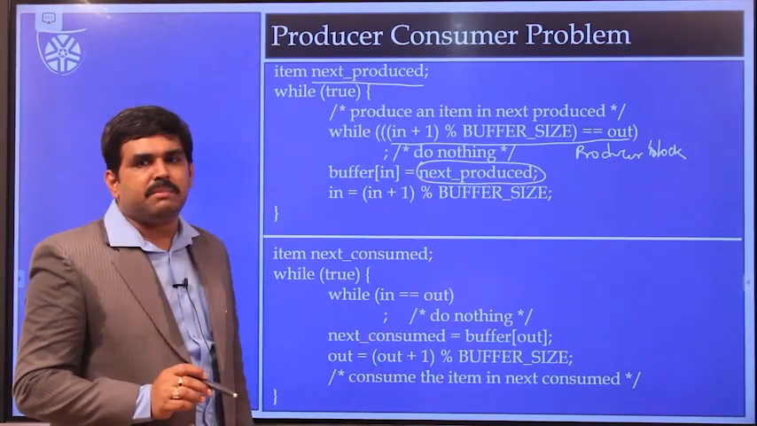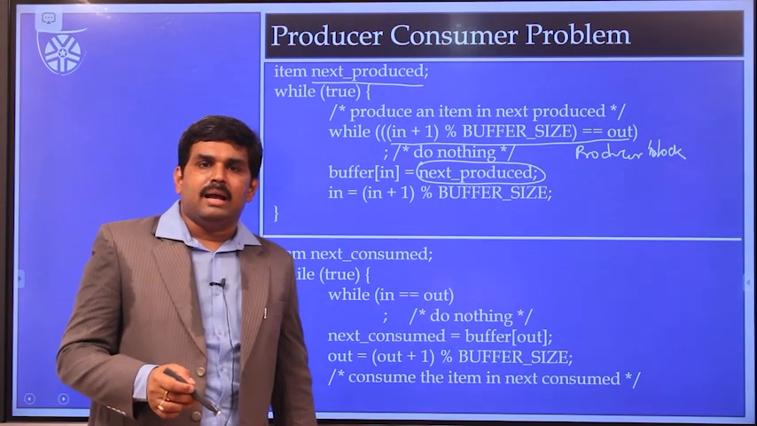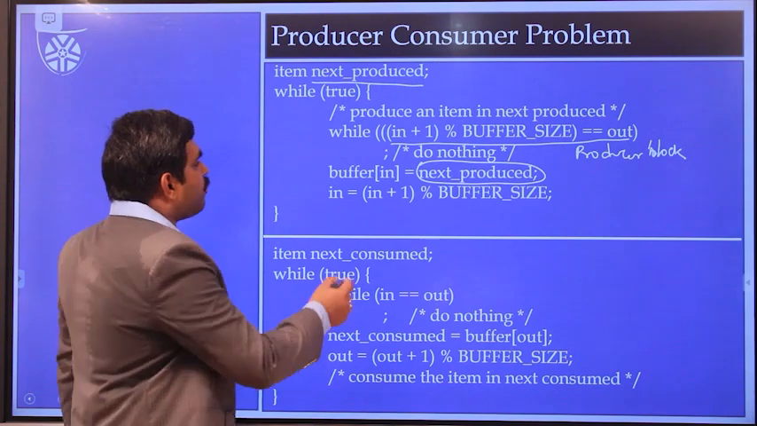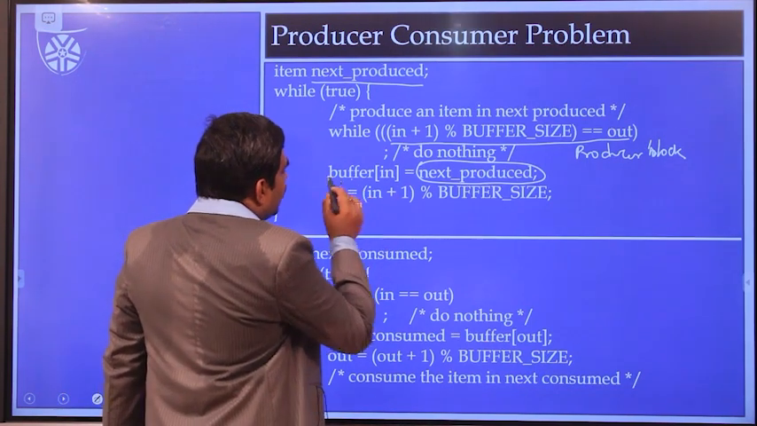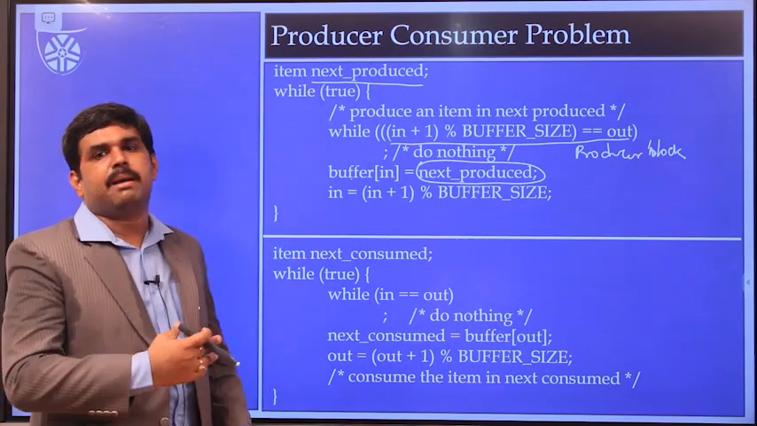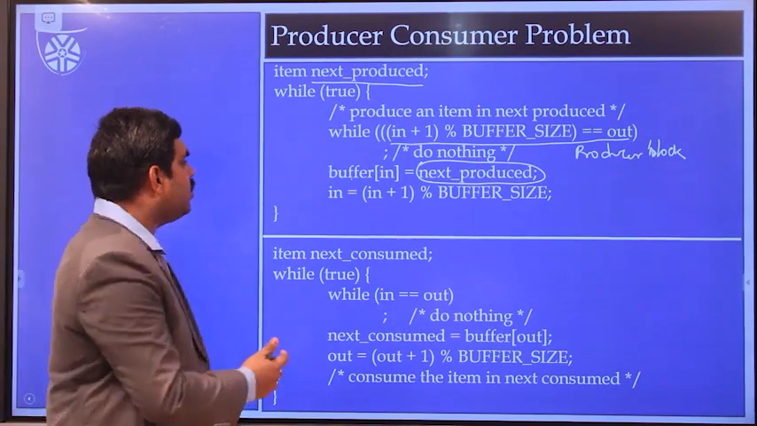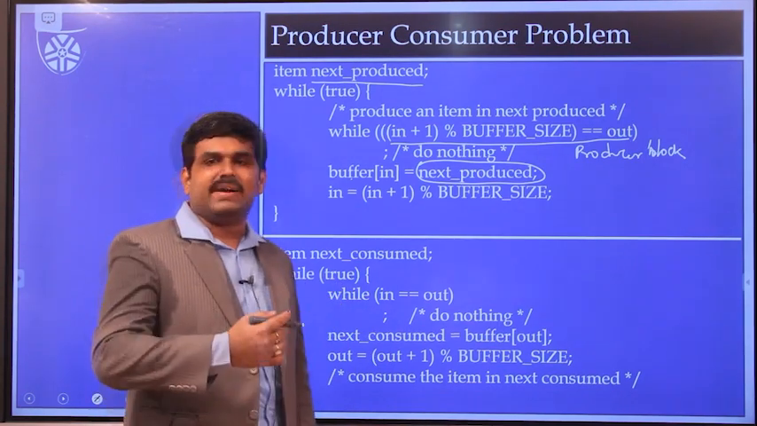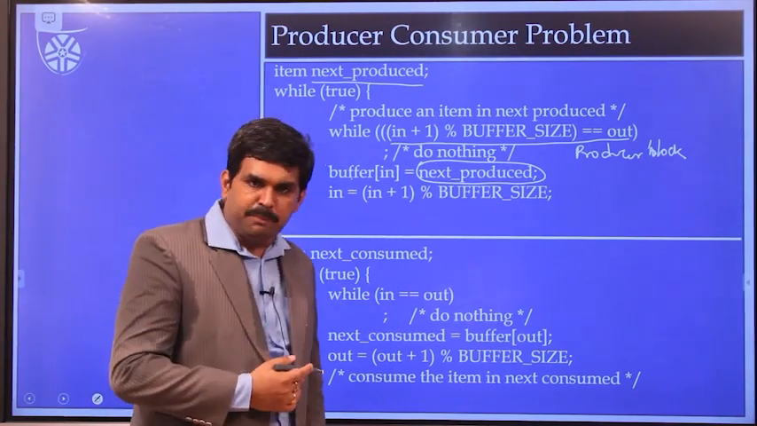Whatever item is produced by the producer will be available in next produced. That next produced item is going to be kept in the pointer location called in. It is already described, right? So I am going to keep that item in the in location: buffer[in] = next produced. And I am going to increment the value of in now. So in = (in + 1) % buffer size. Likewise, I increment the value of the in pointer.